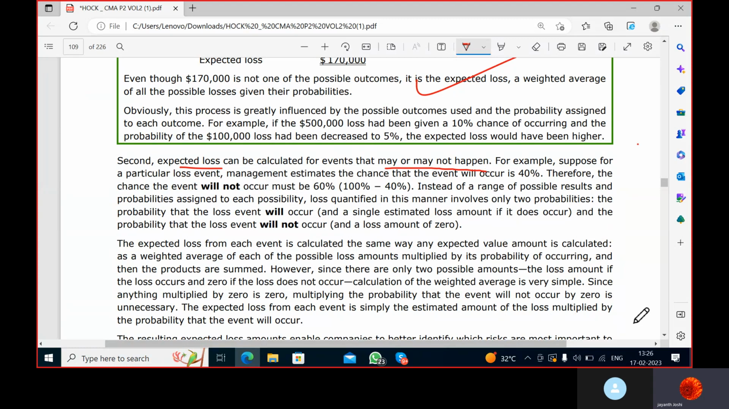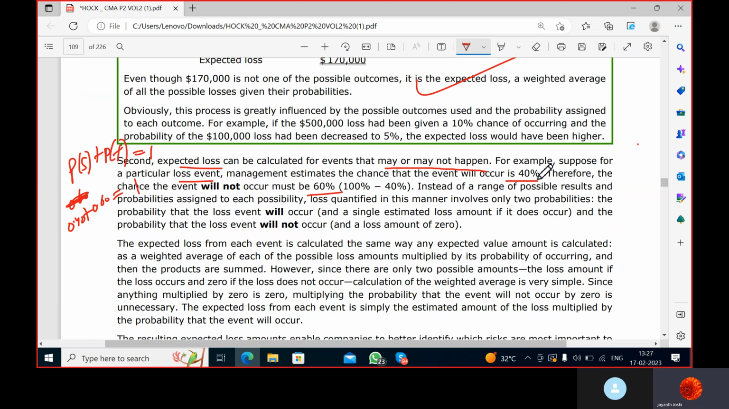That's the reason why we put the probability of something which can happen, which can give us the probability of something which may not happen. For example, suppose for a particular loss event, management estimates the chance that the event will occur is 40%. So it will not occur is 60%, because the probability of success plus the probability of failure should always be equal to 1. If success is 0.40, failure will be 0.60.